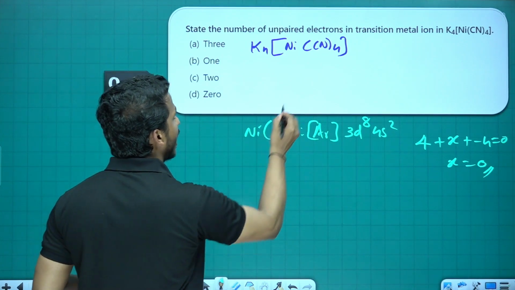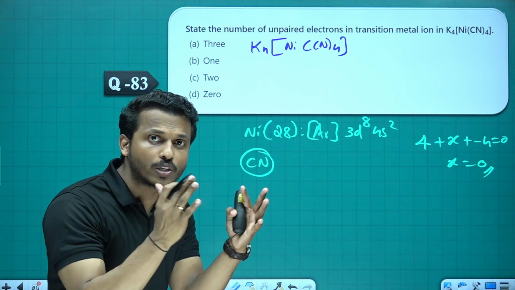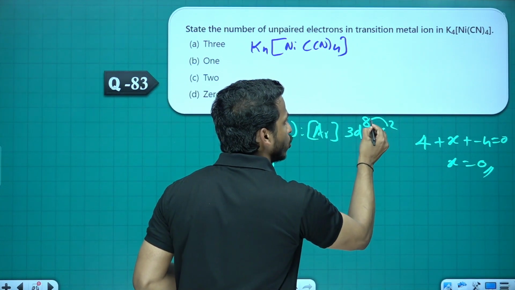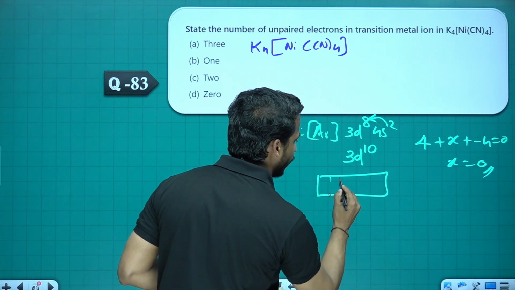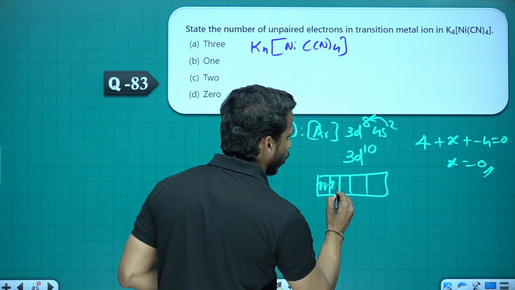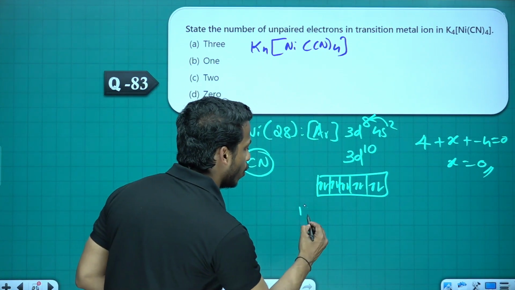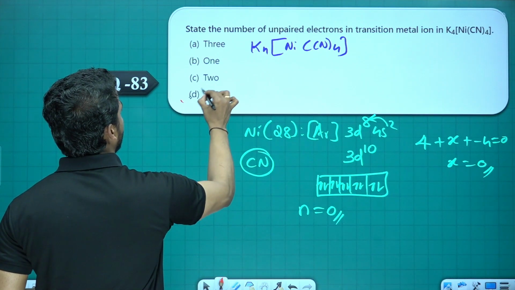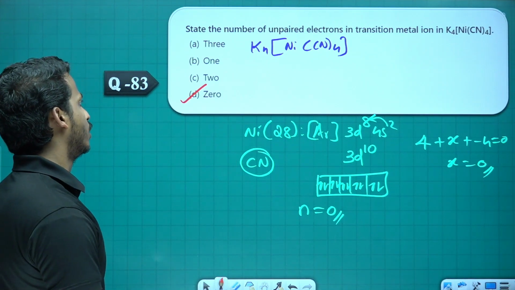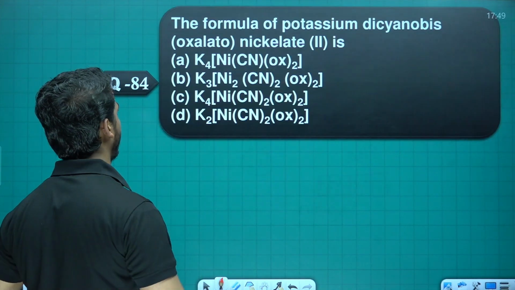Okay. You know, cyanide is the ligand. Cyanide is a strong ligand, so all electrons get paired. So even the 4s2 electrons come inside, and it becomes 3d10. 3d10 means how do you fill the electrons, my dear? 2, 4, 6, 8, 10. Is there any unpaired electron? No unpaired electron, because all electrons get paired. So let's go with which one? Option D. In this case, no unpaired electrons. The question states the number of unpaired electrons, and the answer is none.